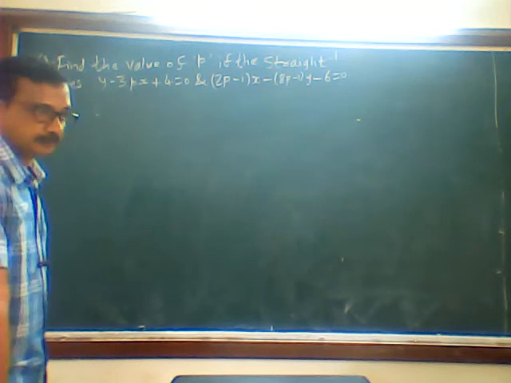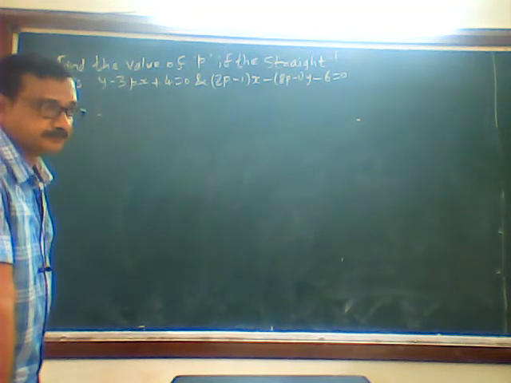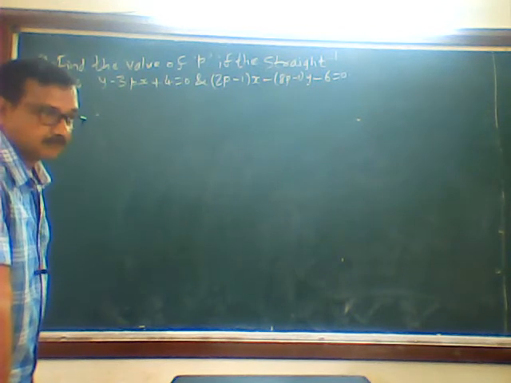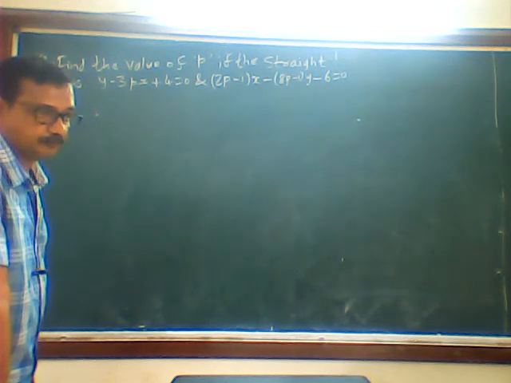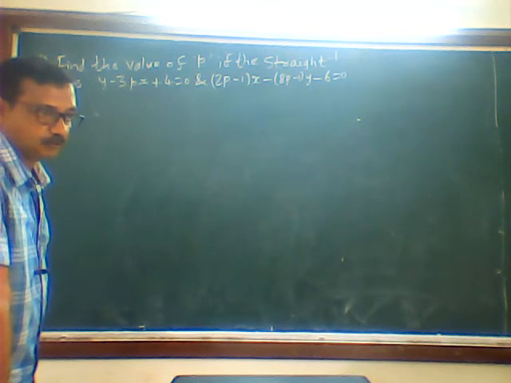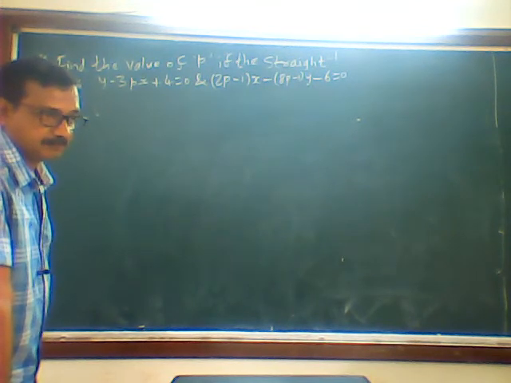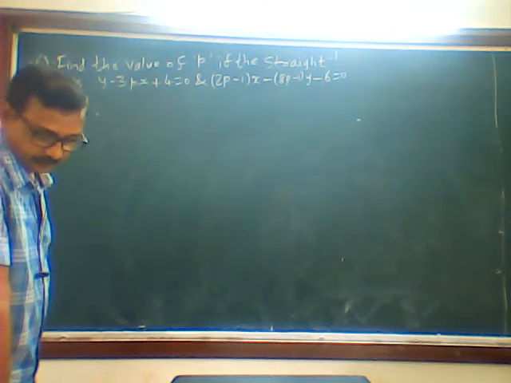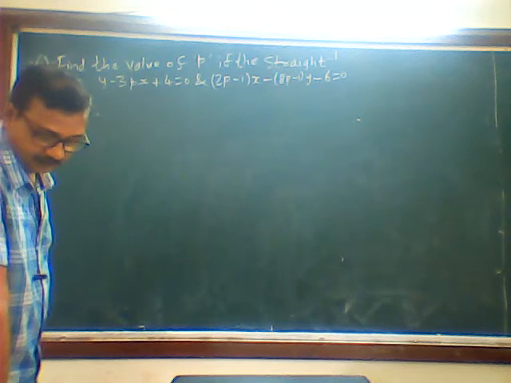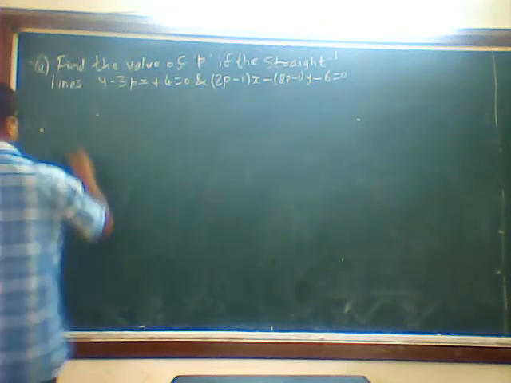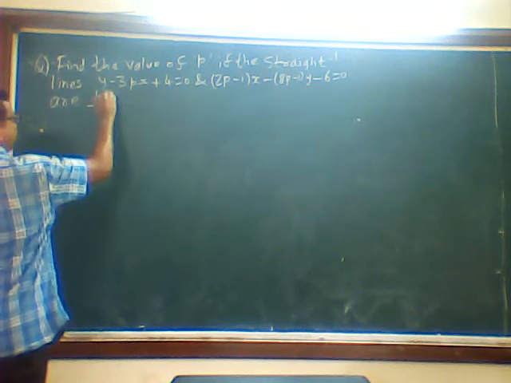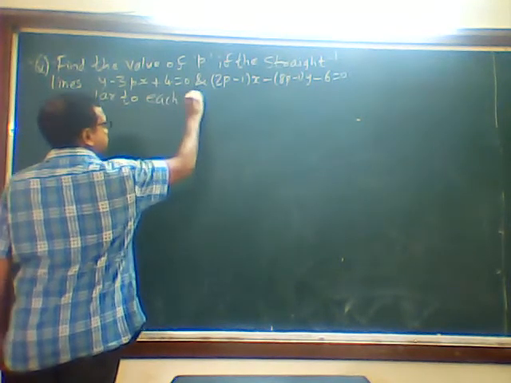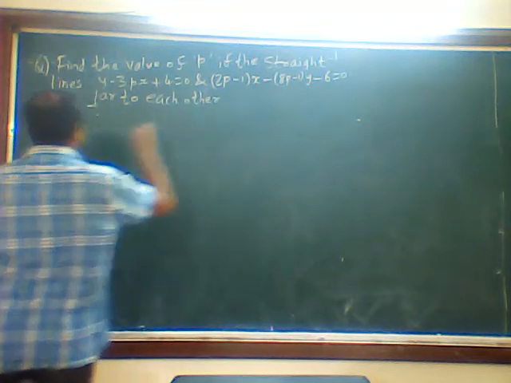Here, read the problem. Find the value of p if the straight lines y minus 3px plus 4 is equal to 0 and (2p minus 1) into x minus (8p minus 1) into y minus 6 is equal to 0 are perpendicular to each other.